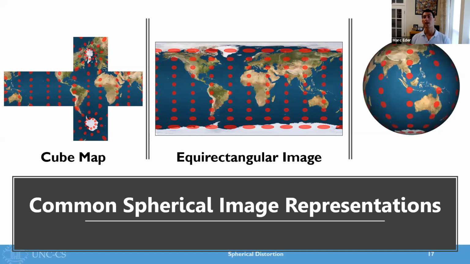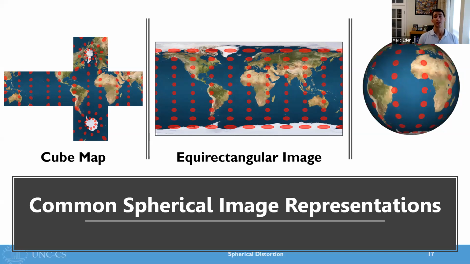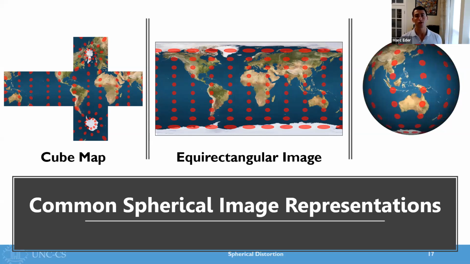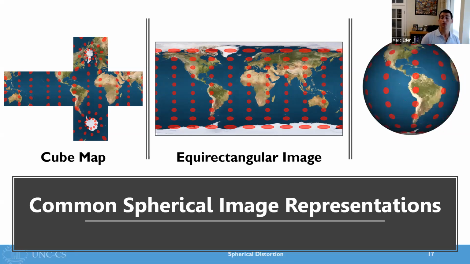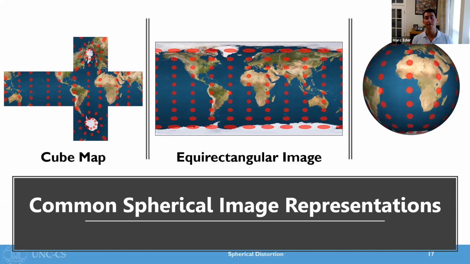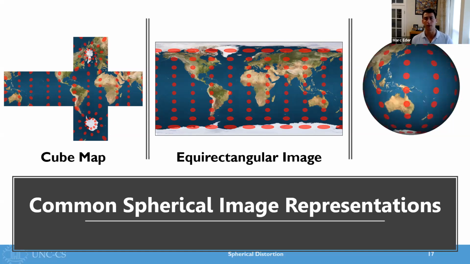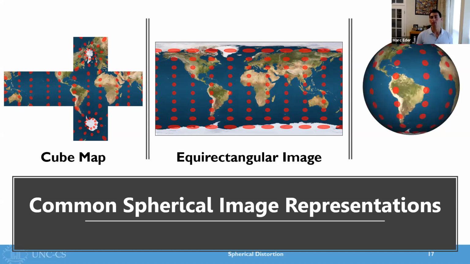Ideally, we want our planar projection to have perfect, equally sized circles. Unfortunately, this is not the case for these representations. In particular, I want to draw your attention to the strong horizontal distortion near the poles at the top and bottom of the equirectangular image. This results in heavy pixel redundancy, and this will come up later in my talk when we talk a little bit about some experiments. So why is this distortion a problem?